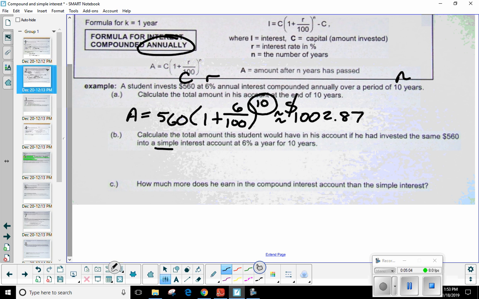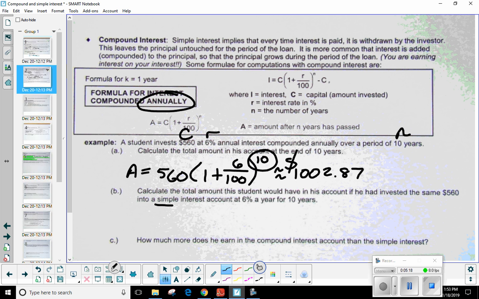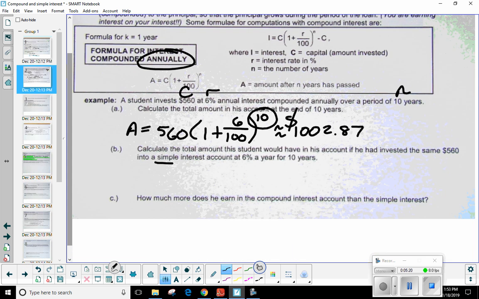Yeah, remember there were two of these. We either had I equals PRT or I equals CRN divided by 100. Okay, let's just go ahead and use I equals PRT. All right, so we're still going to invest the same $560.